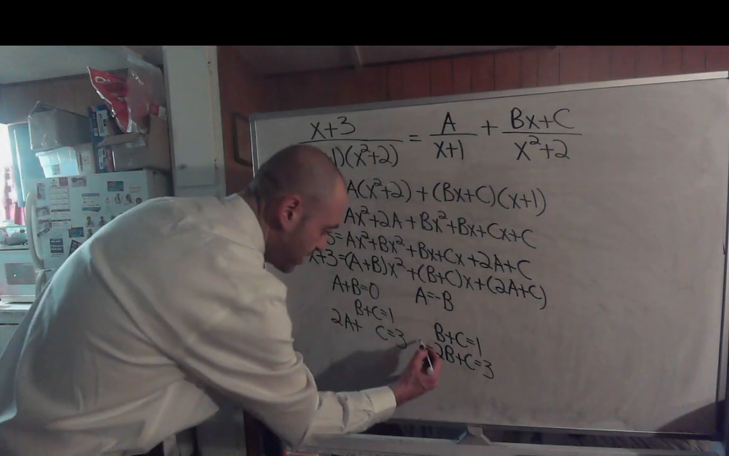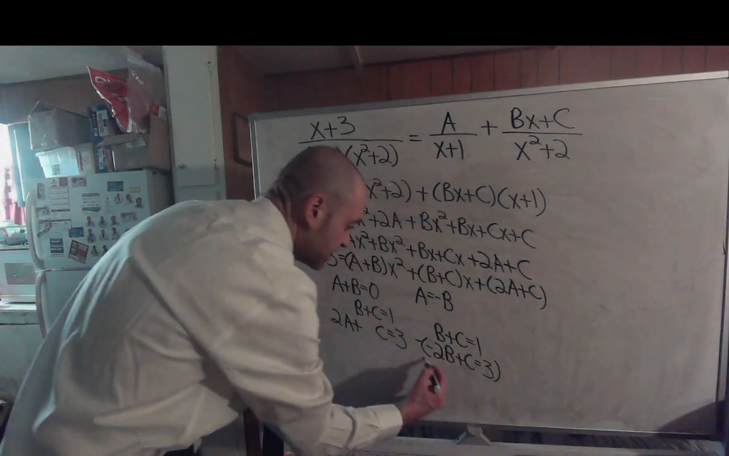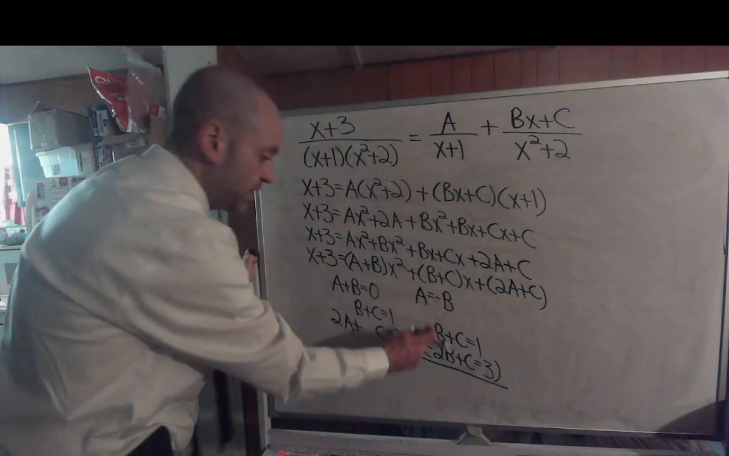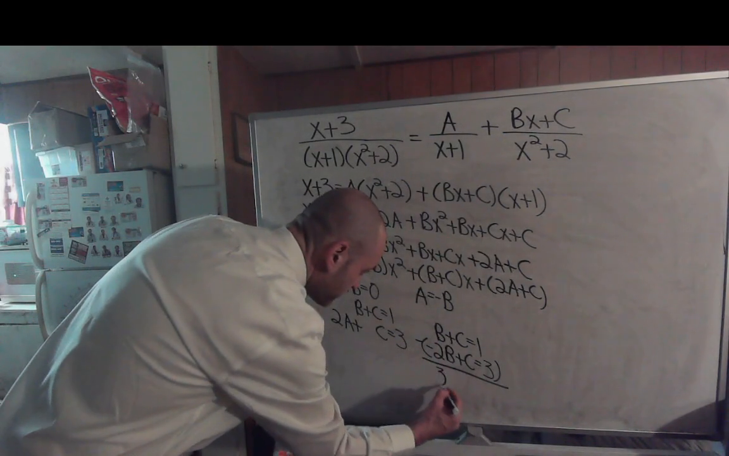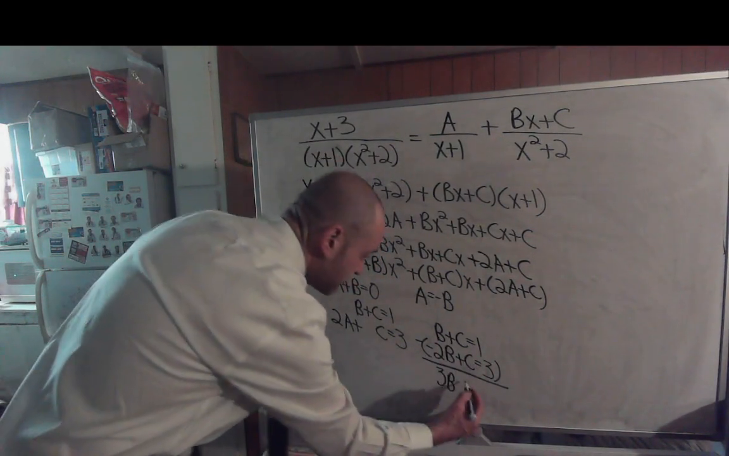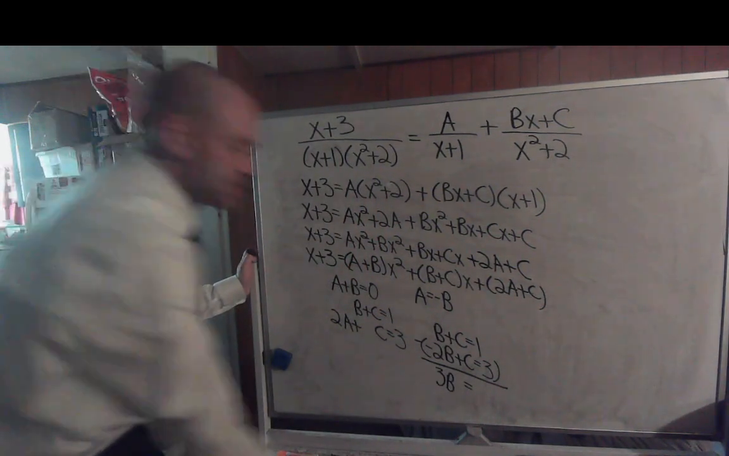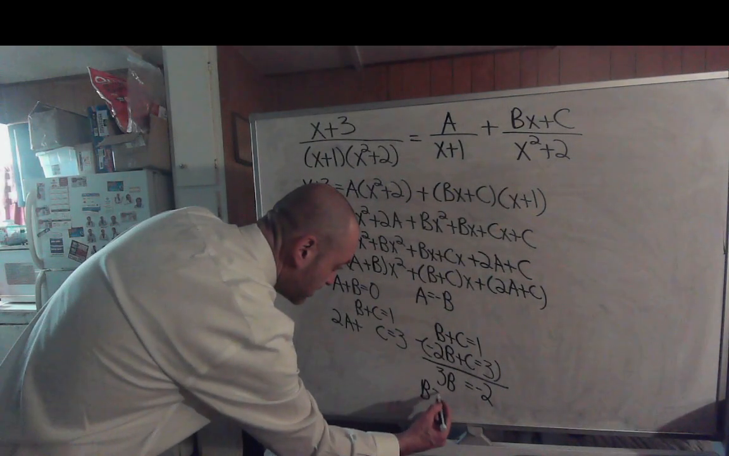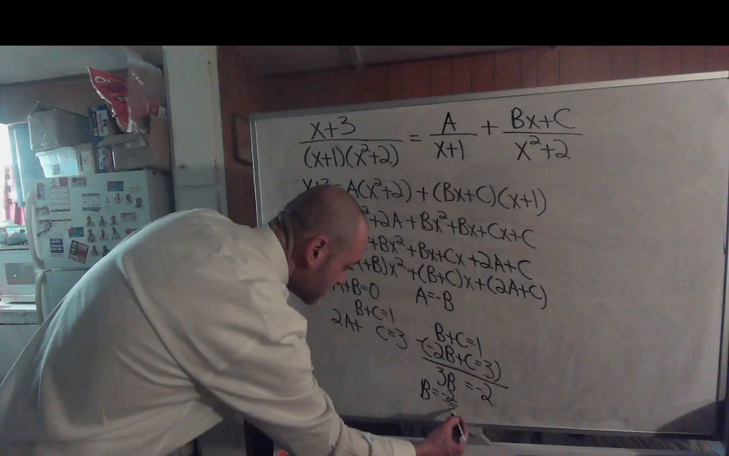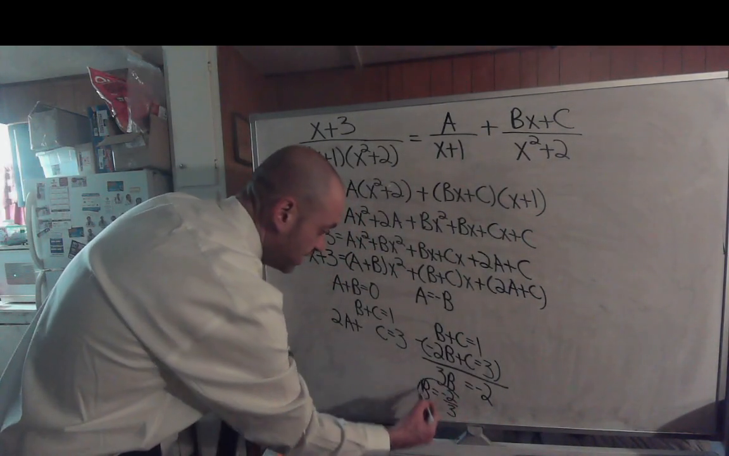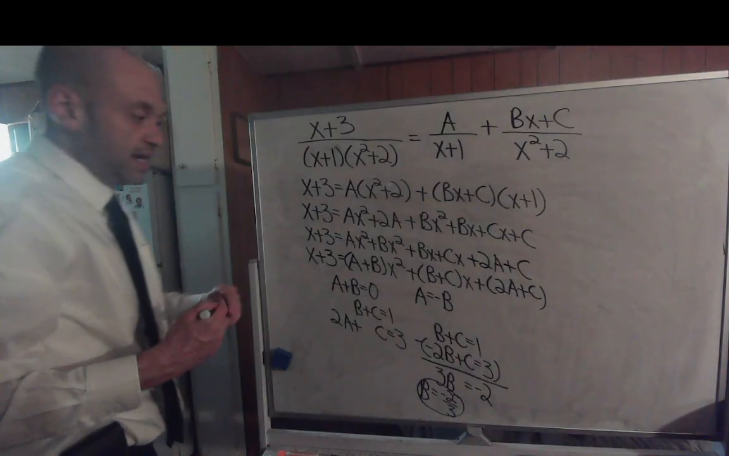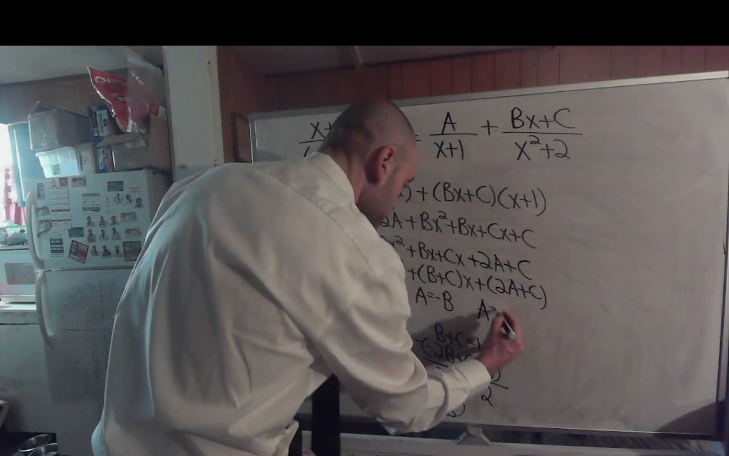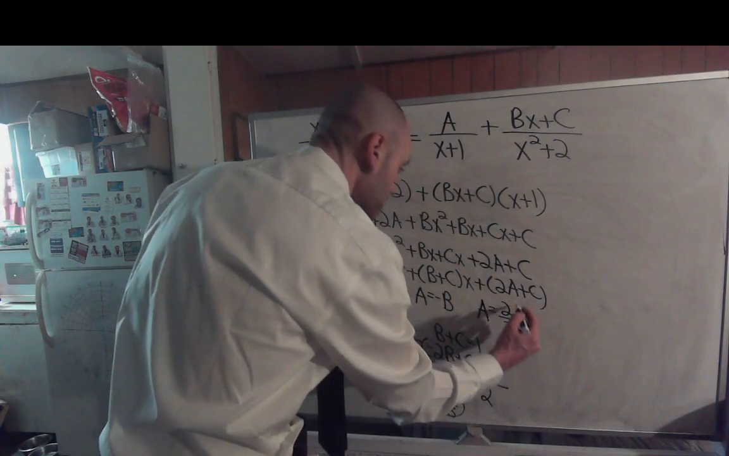Now I can just subtract the second equation from the first and eliminate C temporarily. So B minus negative 2B turns into 3B, C minus C is 0, and 1 minus 3 is negative 2. So that means then that B would equal negative 2/3. So we found B. Now if A is the negative of B, negative 2/3 means A equals positive 2/3. So we found A.